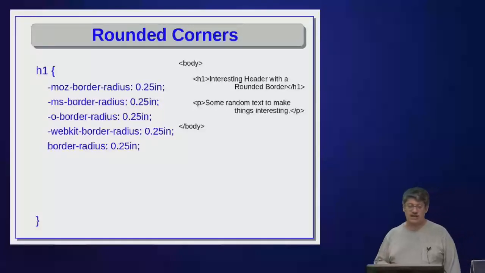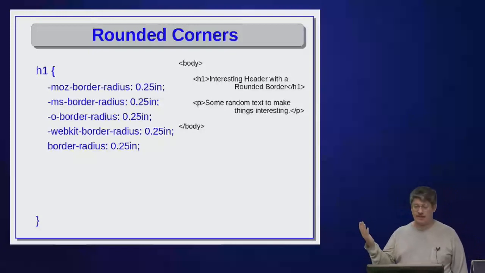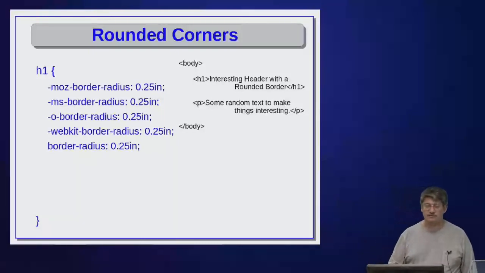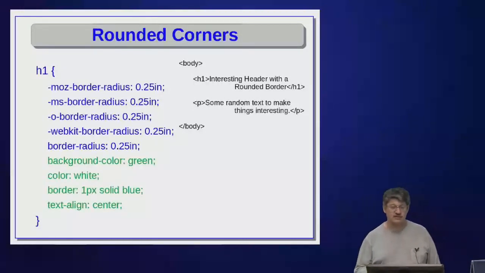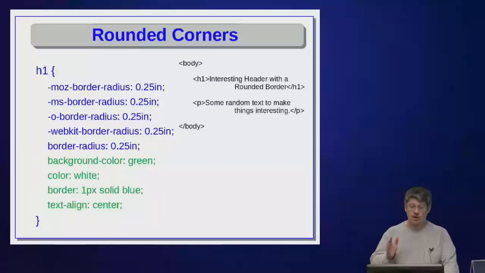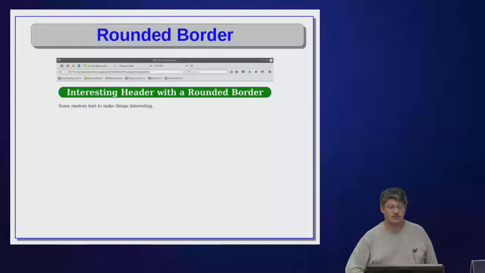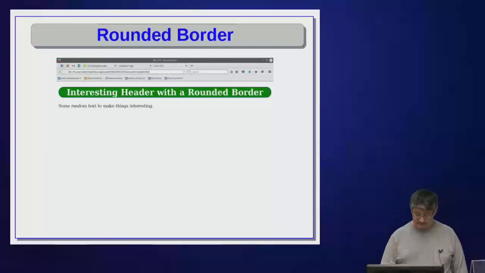So what would this look like? Here I've got all these prefixes, and I've got the border radius, and I'm going to apply that to a web page, and I've just given you the body of the web page here. I've got an H1 header that says, interesting header with a rounded border, and then underneath that I have a paragraph just to make it a little bit more interesting. And I'm also going to set the background color of my H1 tag to green. I'm going to set the font color, or just the color, to white. I'm going to set the border to be 1 pixel thick, and it'll be a solid blue border, and I'm going to center the text. So it looks like this, interesting header with a rounded border, and this happens to be in Firefox, and so now it works.